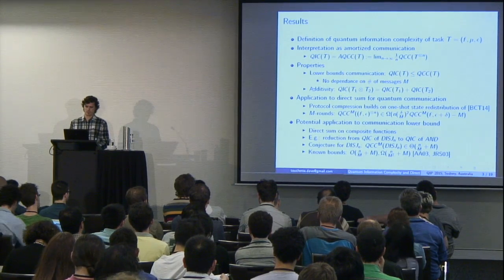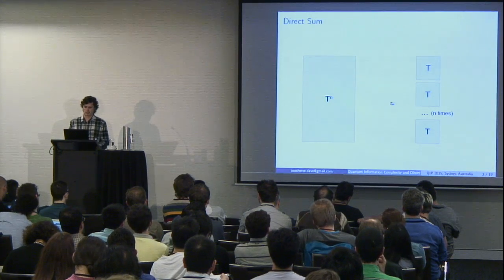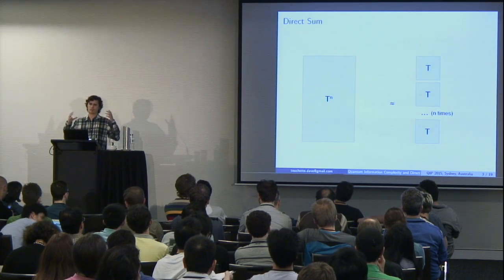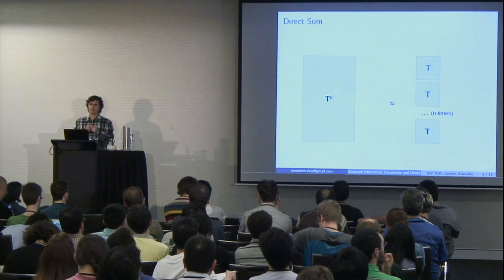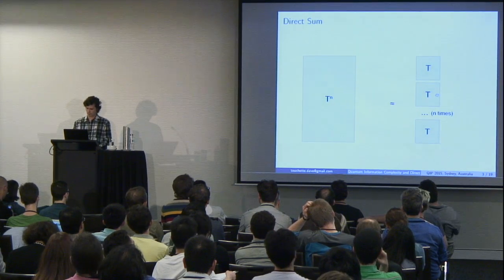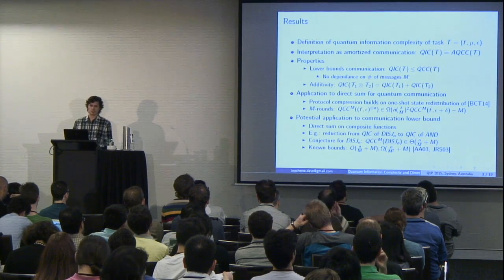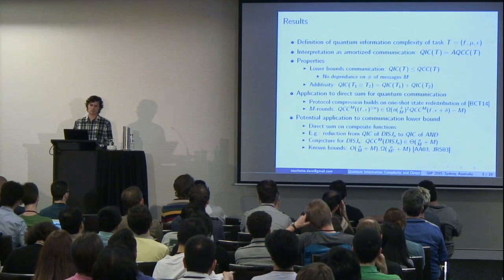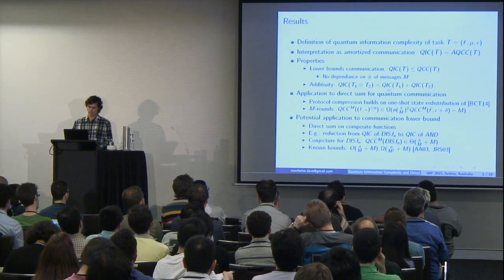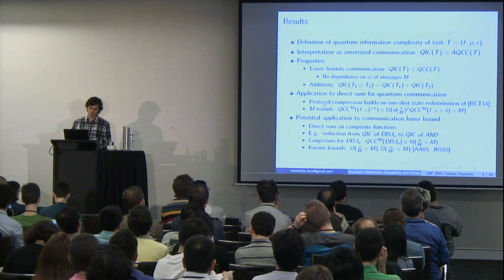With this property, a natural application for quantum information complexity is to obtain a direct sum result for quantum communication. The direct sum question asks: can we gain anything by computing a given task n times in parallel in comparison to computing it n times separately? We'll use protocol compression, which builds on the recent one-shot state redistribution protocol that we derived with Mario Berta and Matthias Christandl. And we obtained a direct sum result, which reads as follows.